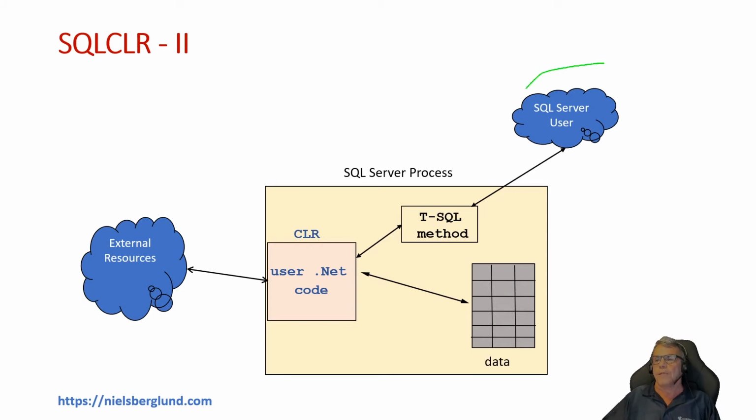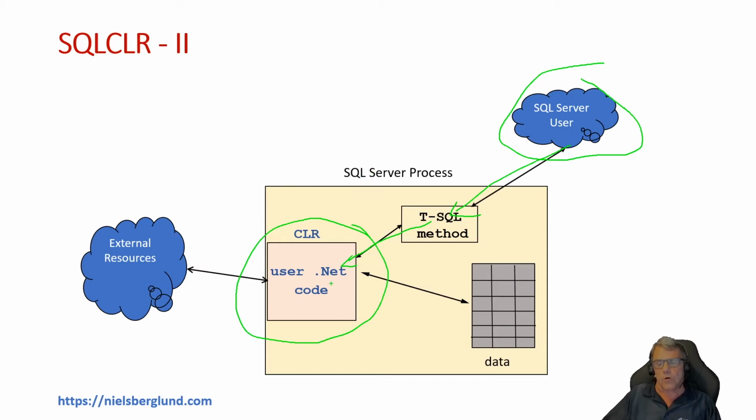So in the right-hand corner here, we have a SQL Server user. He calls a T-SQL method, a stored procedure or a function, and that T-SQL stored procedure or function calls into the .NET code that now sits here in the SQL Server process. The .NET code has access to tables in the database as before, so it can write data and retrieve data, and the .NET code can also access external resources. So the .NET code can potentially call Kafka if we so want.